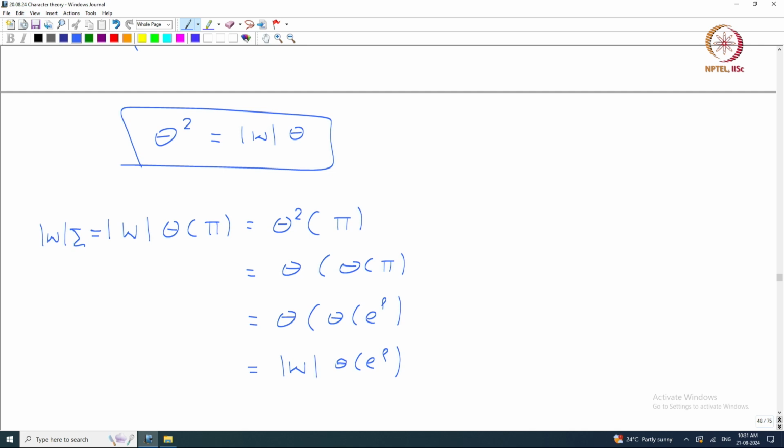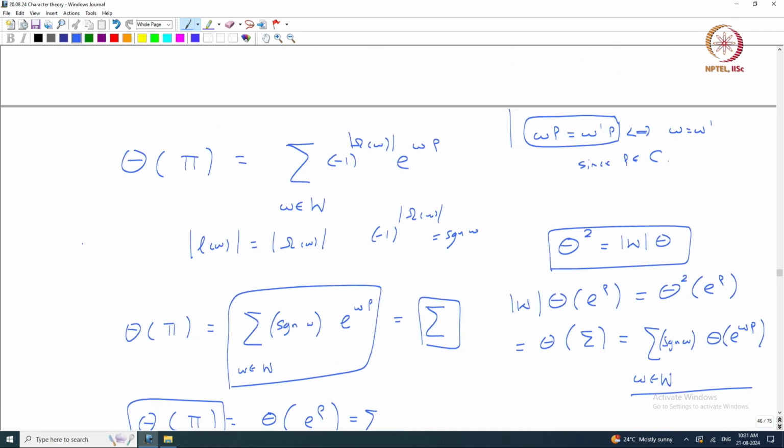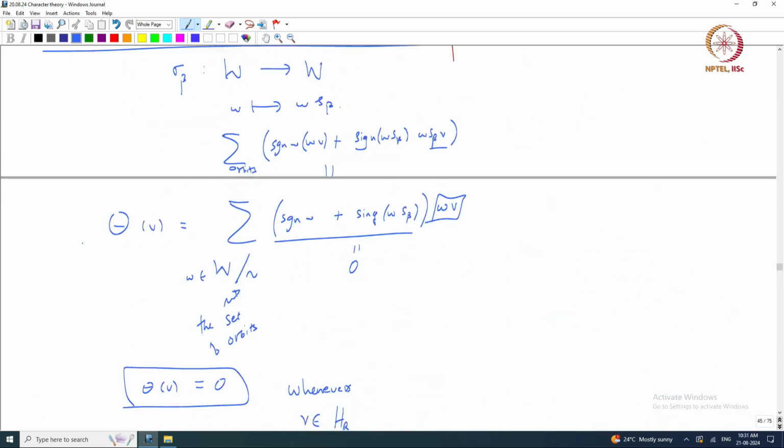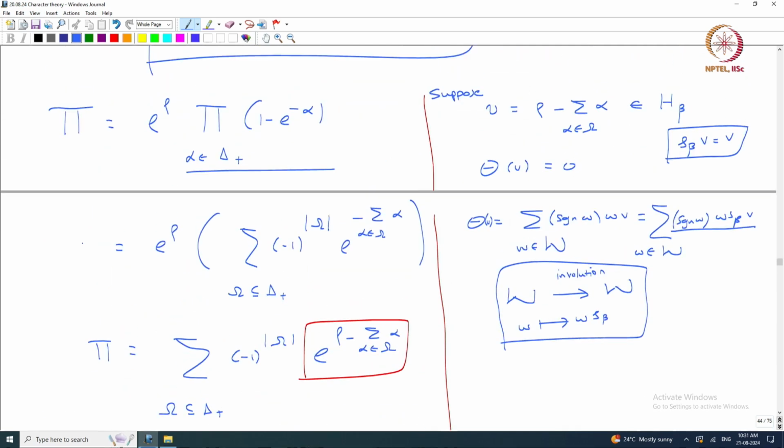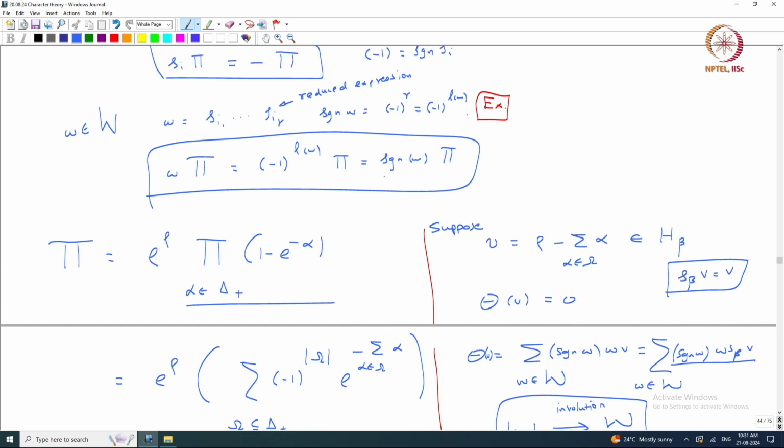What is pi? Theta of pi we already computed in two different ways. I already told you that W of pi is nothing but sine of pi. So, using this we are supposed to compute theta of pi. Using the fact that W pi is nothing but sine W pi, you can easily conclude that theta of pi is nothing but the summation of sine W, W pi, W in W.